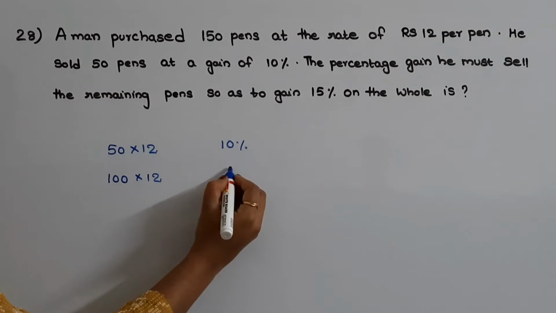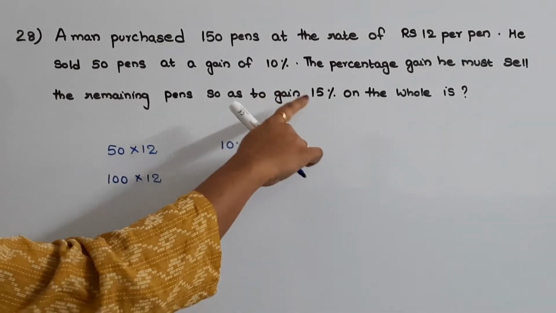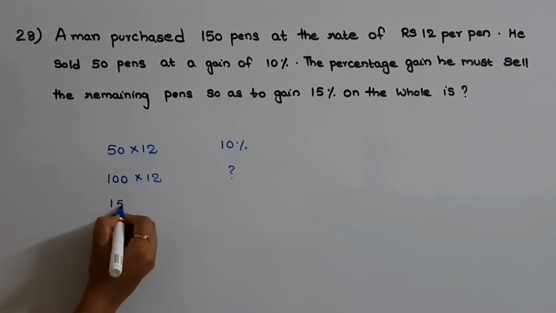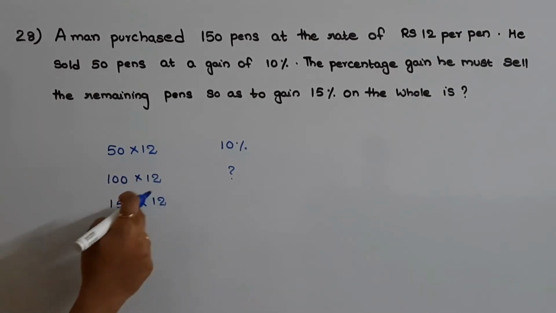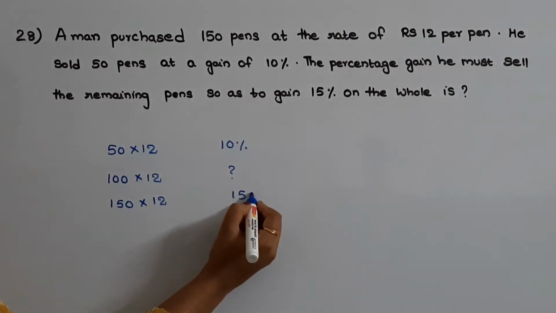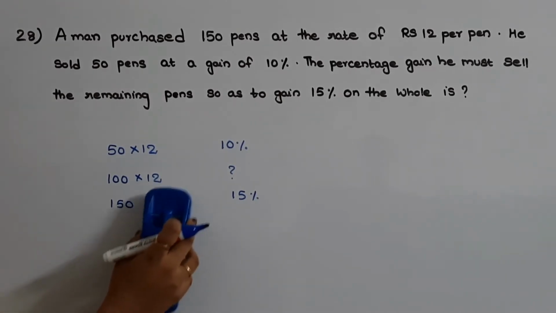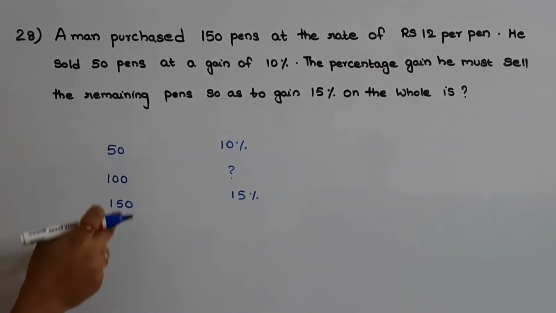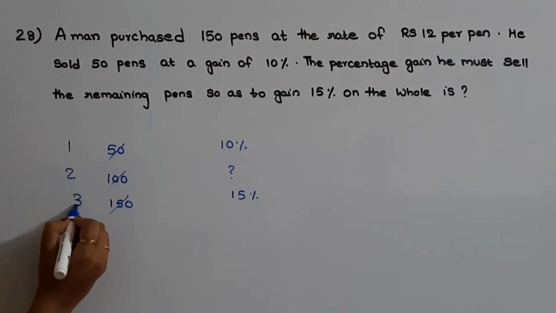Okay, so we need to find out the profit percentage of these 100 pens. If the gain on the total pens is 15%, what is the total number of pens? That is 150. So what is its cost price? 150 into 12. So the profit on this is given as 15%. Now we need to find out the ratio of the cost prices. When finding the ratios, we can neglect this 12 everywhere. Now on dividing all these three values by 50, we will get the ratio as 1:2:3.